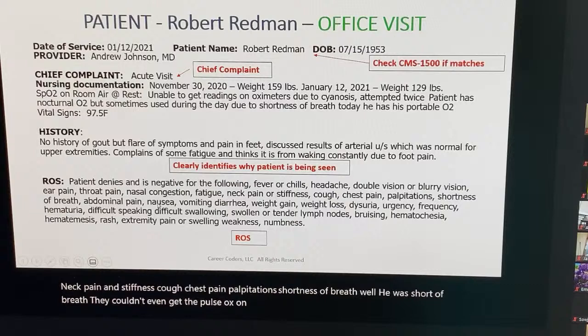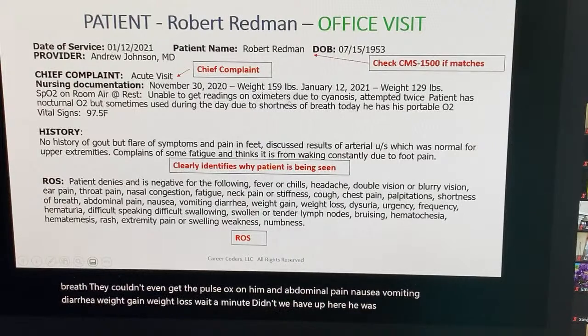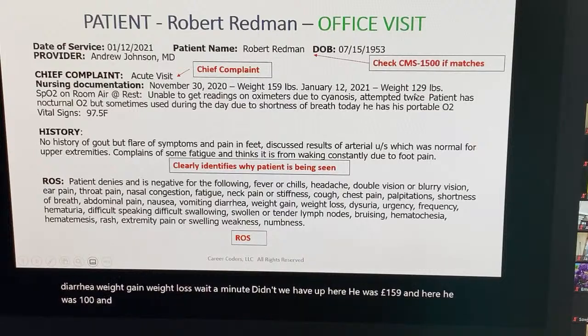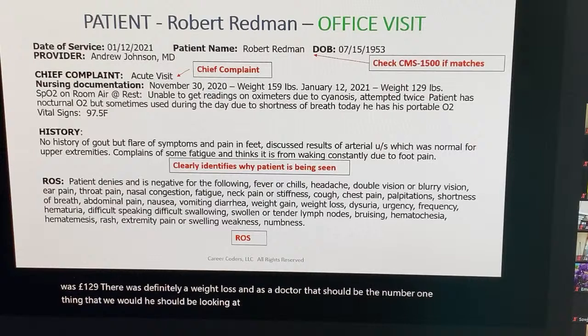And abdominal pain, nausea, vomiting, diarrhea, weight gain, weight loss. Wait a minute. Didn't we have up here he was 159 pounds? And here he was 129 pounds? There was definitely a weight loss. And as a doctor, that should be the number one thing that he should be looking at is, why does he have such a large weight loss?